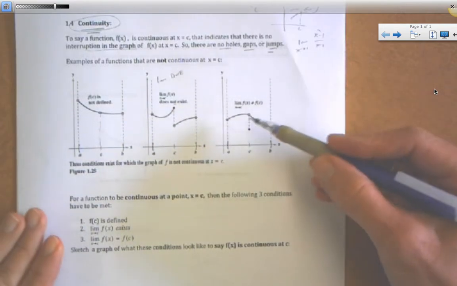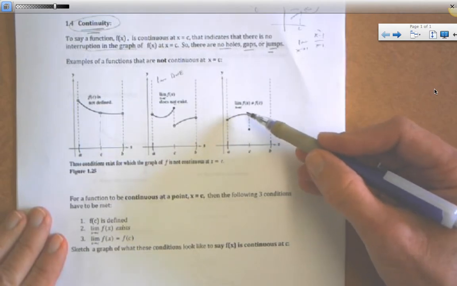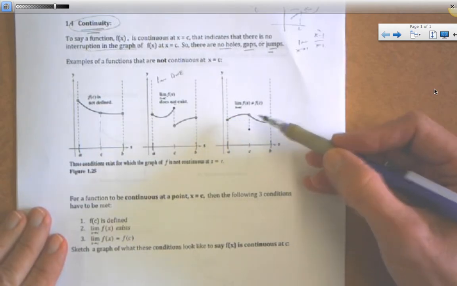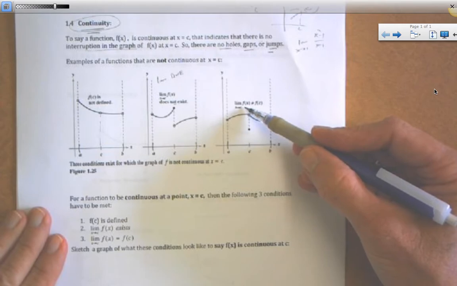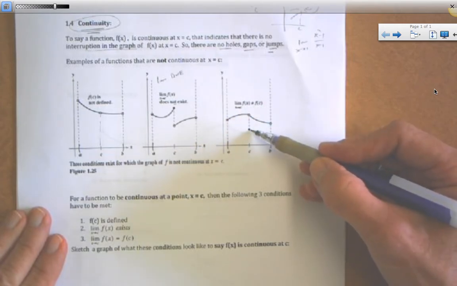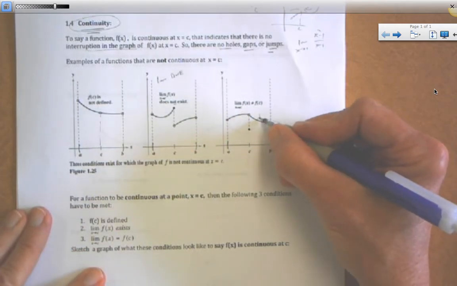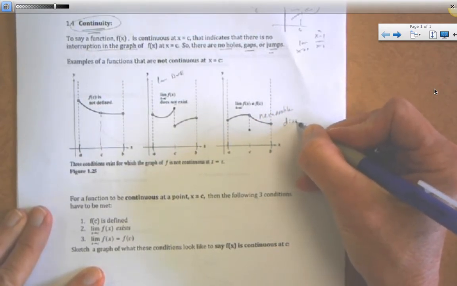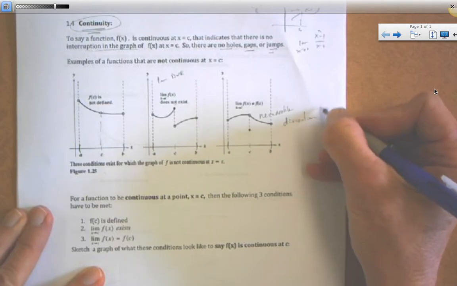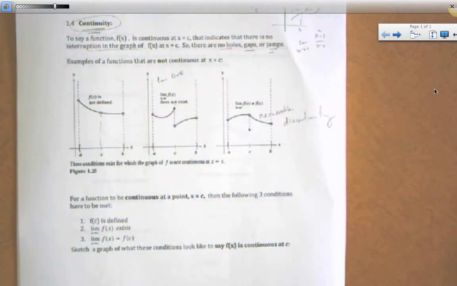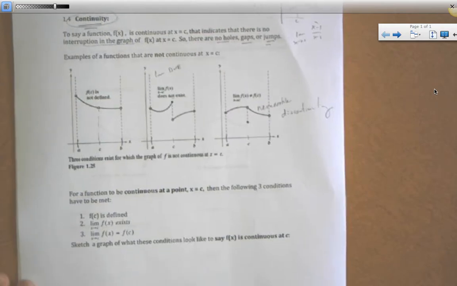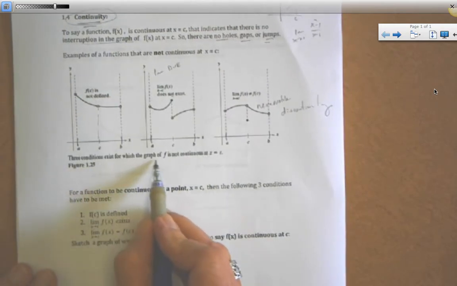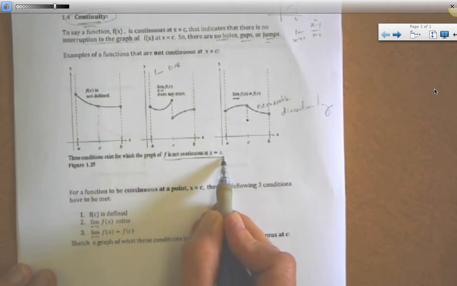Here, the limit does exist coming from the left and the right. But the value of the limit does not equal the value of f of c. This is called removable discontinuity. And we're going to talk about this a little bit more. All right. These are the conditions for where the graph for f is not continuous at x equals c.